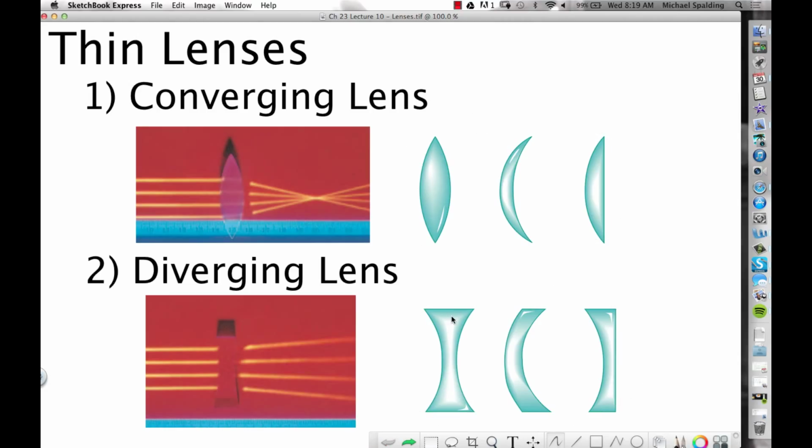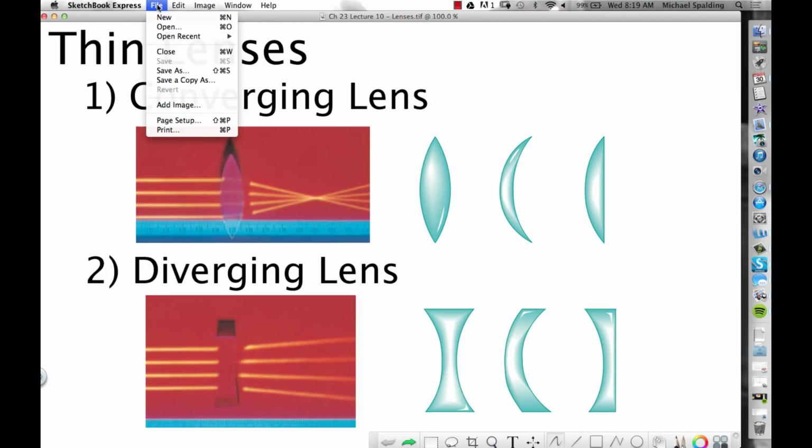So the characteristic of a converging lens, what do these three have in common right here? These three are all converging. They are thicker in the middle and skinnier at the ends. That's the shape of a converging lens. Now, what do these guys have in common? They are skinny in the middle and thicker at the ends. So just know the general shape, converging and diverging.